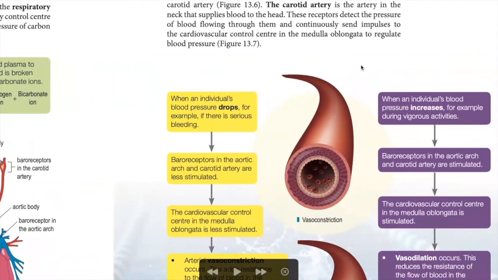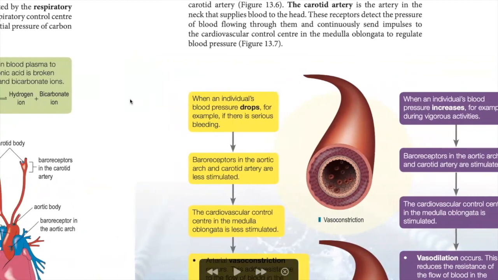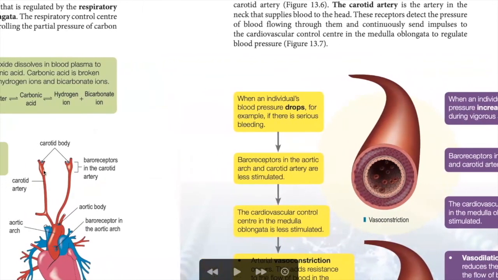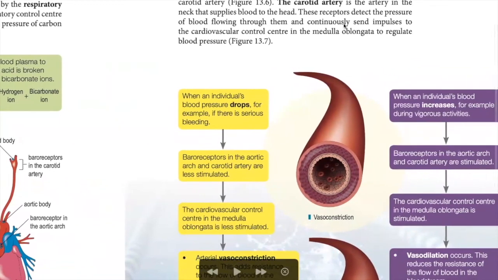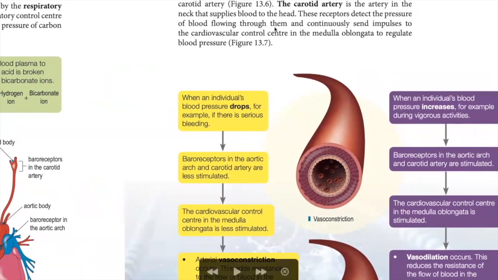So, awak tengok ni. Carotid artery is the artery in the neck. Ni cikgu cakap ni. Carotid artery is the artery that supply blood, okay, from neck to the head. And this receptor detect the pressure of the blood flowing through them and continuously send impulse to the cardiovascular control center in the medulla oblongata and regulate the blood pressure.